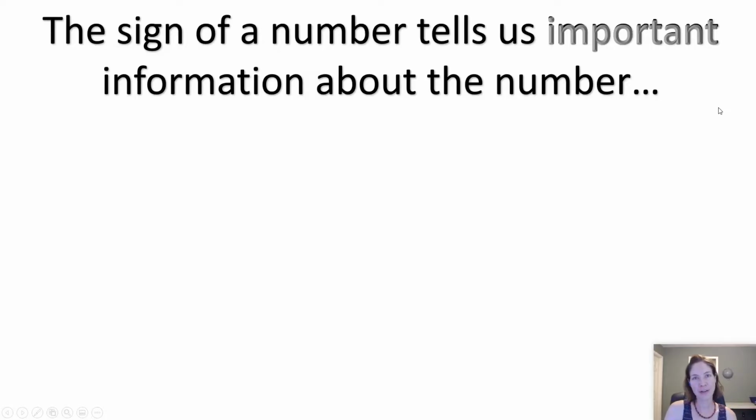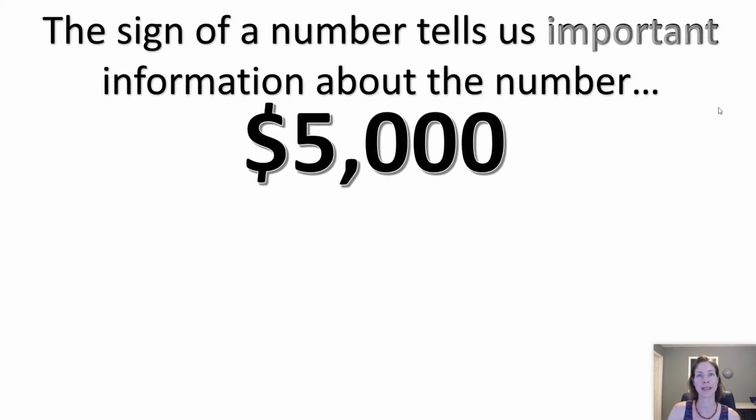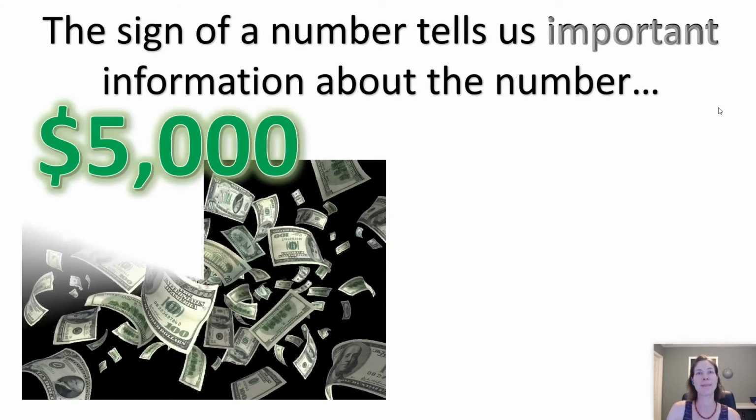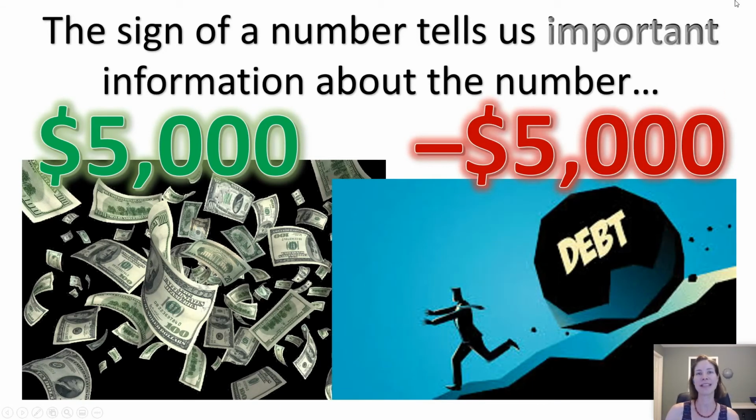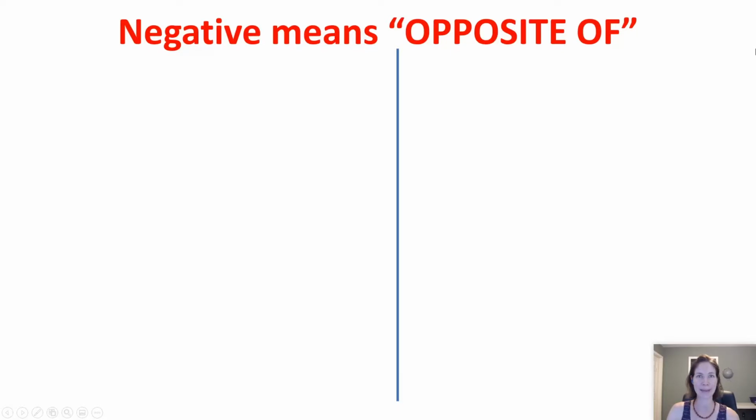So to start off, we need to look at the signs of numbers because those signs tell us important information about the value. So if I say $5,000, that means a positive $5,000. You have $5,000, you gained $5,000. If I throw a negative on the front of that number, now the opposite has happened. You've lost $5,000, you owe $5,000. So going from a positive value to a negative value means the opposite has happened.